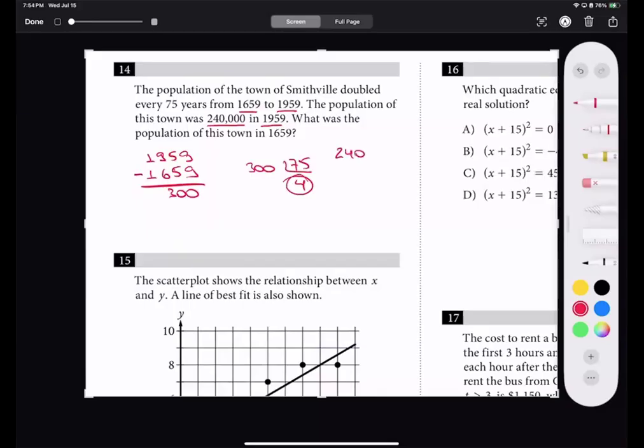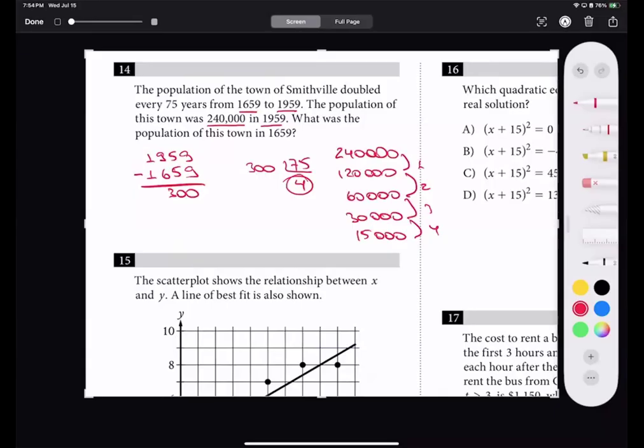So 240K. I am doing the arithmetic way, okay? Divided by 2 is 120. Divided by 2 is 60. Divided by 2 is 30. Divided by 2 is 15. So, yep, 1, 2, 3, 4. Okay. Or you can do it algebraically.